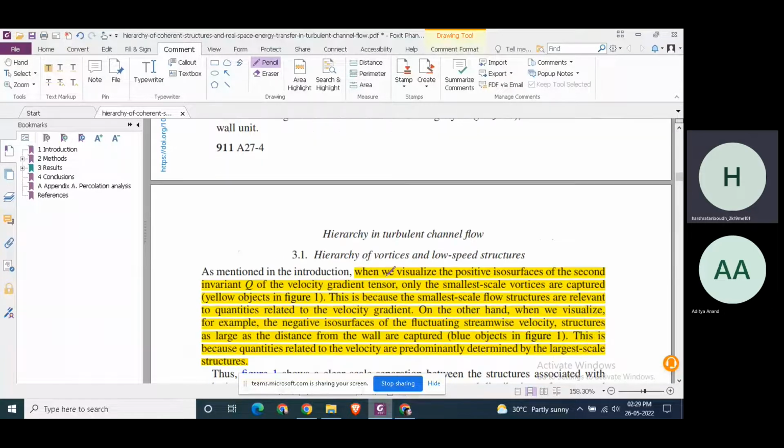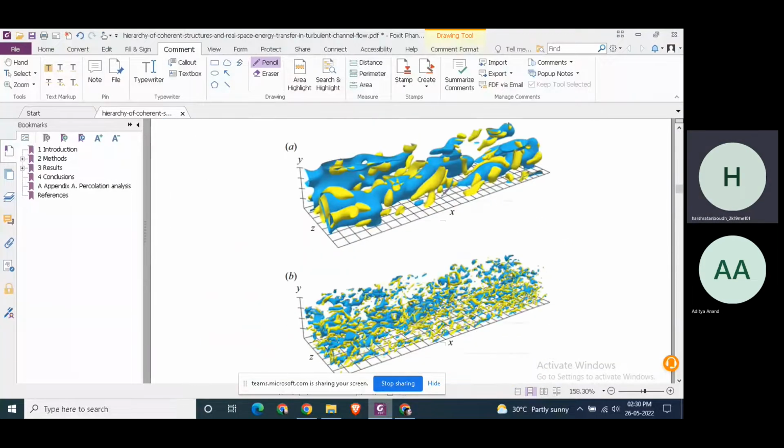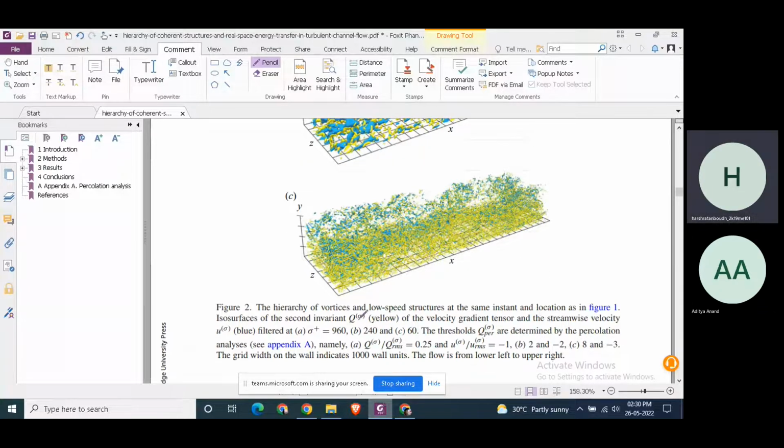As mentioned in the introduction, when we visualize the positive isosurfaces of the second invariant of the velocity gradient tensor, this tells us that velocity at any instant can be divided into two parts: mean velocity and velocity due to turbulence. The mean velocity is generally responsible for the large scale coherent structures, in the form of streaks or horseshoe vortices. The fluctuating part, the turbulent velocity, is responsible for small scale vortices, which are isotropic in nature. And this is a representation that they have done for sigma. Sigma is the Gaussian filter value.